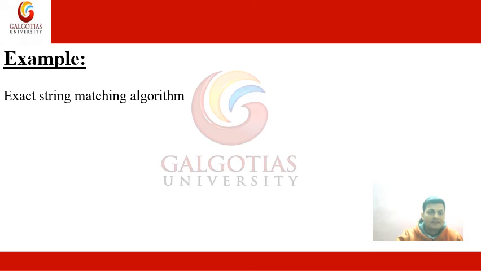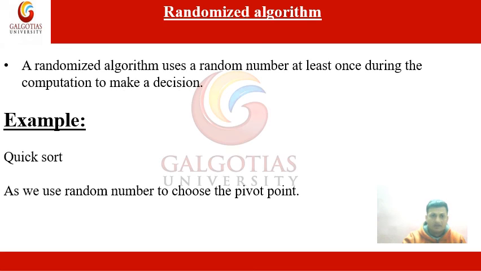Examples: exact string matching. Okay, the KMP algorithm, that is Knuth Morris Pratt, can be used for string matching. Suppose there is a string, okay, and there is a next string. So whether this string is matching with the previous one or not, or suppose there is a string and there is a substring, so up to what extent this substring is matching with the given main string.